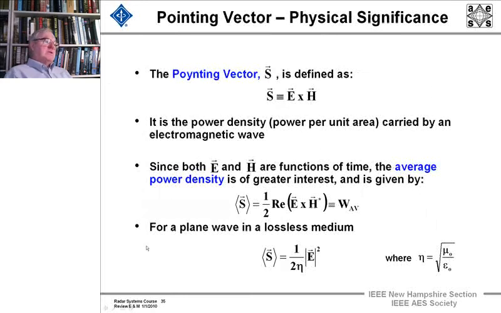There are two other quantities of physical significance I'd like to define here. The Poynting vector is the power density per unit area in the field carried by the wave, and it's just E cross H. It's S, the Poynting vector. Since the E and H fields are functions of time, we usually deal with the average power density, which is just 1/2 the real part of E cross H. For a plane wave in a lossless medium, we get this quantity, where this is the impedance of free space, the average Poynting vector.